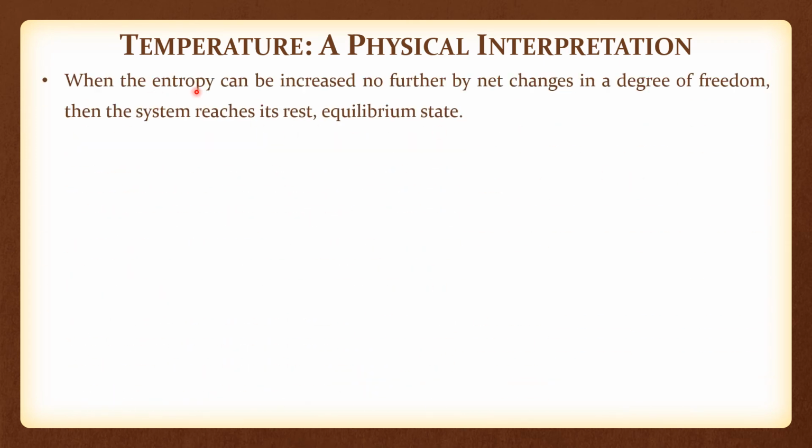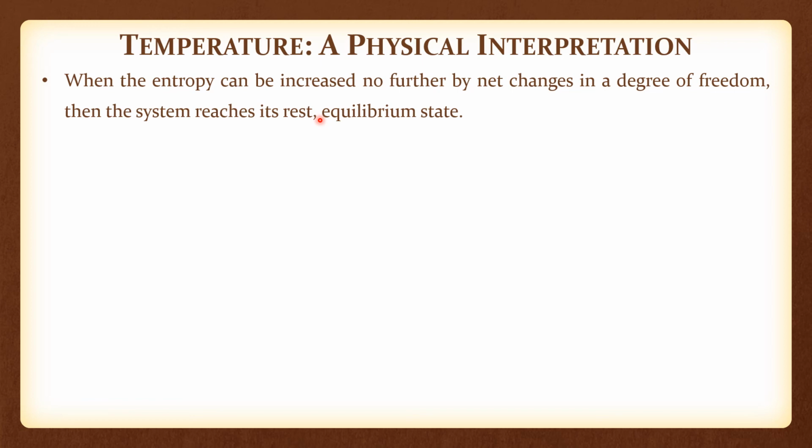So now, when the entropy can be increased no further by net changes in any degree of freedom, here we have been considering the exchange of energy, right? So as to maximize entropy, exchange of energy in terms of thermal energy, and therefore that is the heat interaction, isn't it? That is measured by the driving force, which is measured by the inverse of temperature. When the entropy can no further be increased, then the system reaches its rest equilibrium state. There is no net driving force.